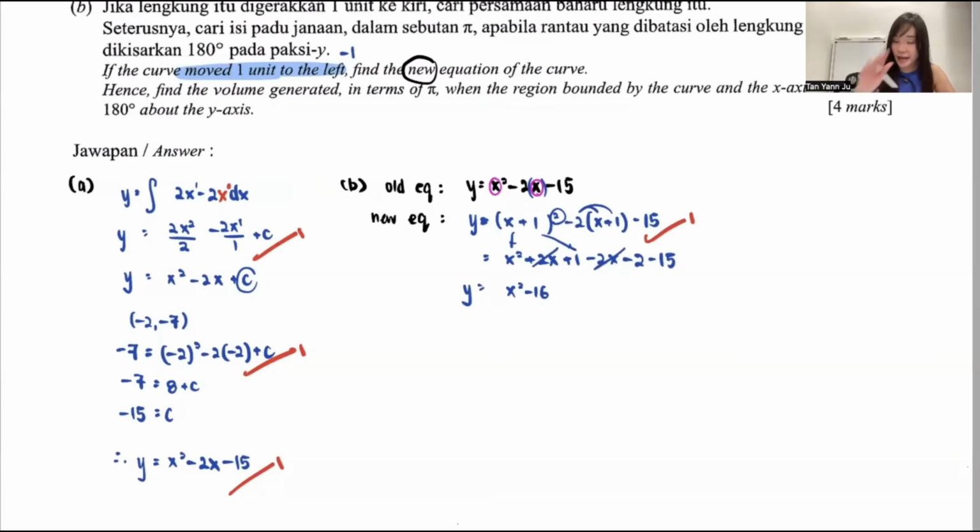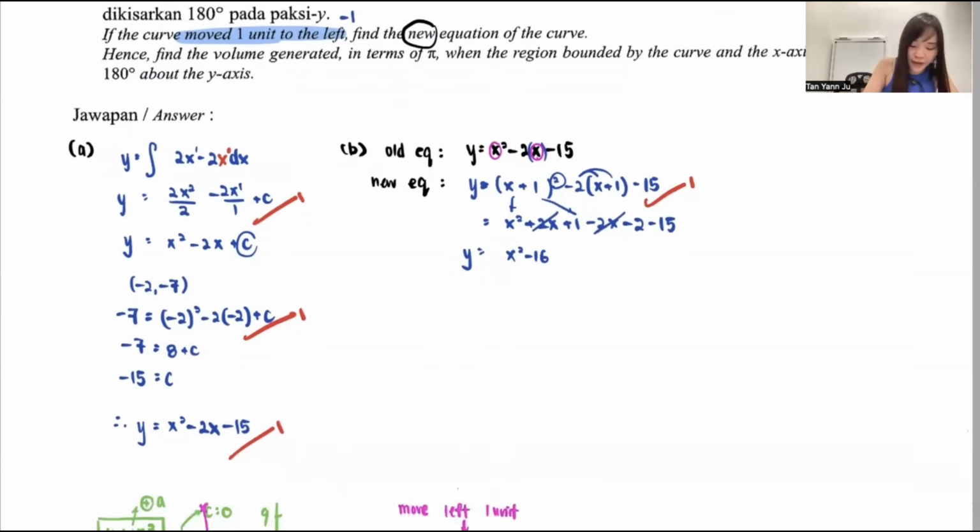So, my dear, not yet. Next one, they say, hence, find the volume. Okay, the moment I see volume, I straight away know it's under integration questions. In terms of height, the region they just mentioned, bounded by the curve and axis, is revolved 180 degrees about the y-axis, my dear.